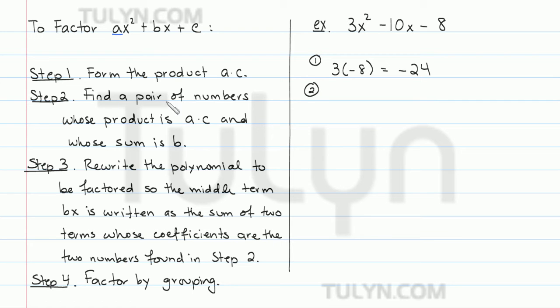Now for step 2, we want to find a pair of numbers whose product is -24 and whose sum is -10 in this case, right? So what we do is we factor -24 into all its possible factors. So it could be -24 and 1, or 24 and -1, right? Or it could be -12 and 2, or 12 and -2. Now you could go on, but notice that -12 and +2, when you add them, they give you -10. So we can stop right here.